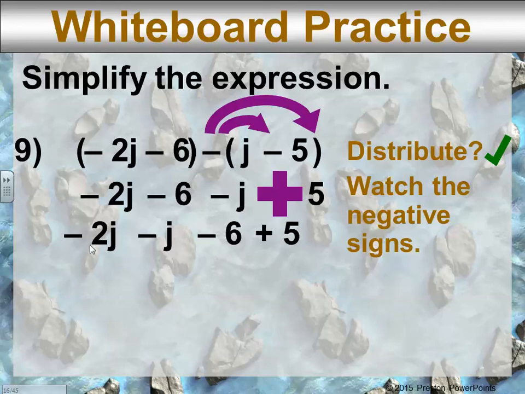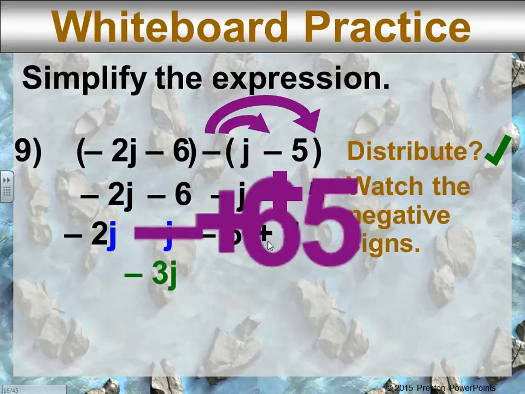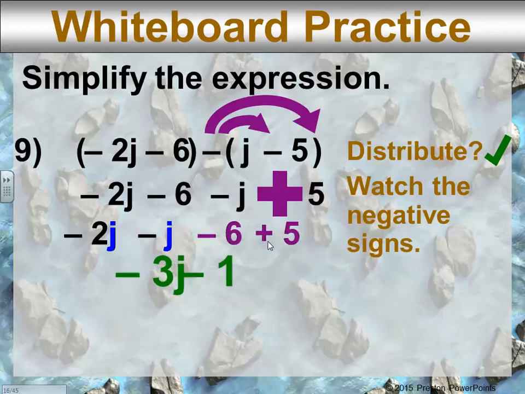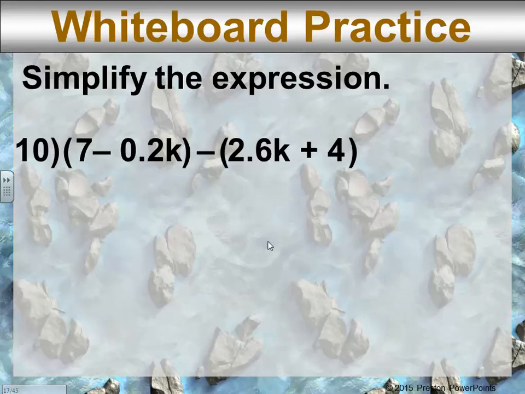So -2 minus 1 is a -3j. And then a -6 plus 5 is going to be a -1. So we're going to write a -1. Okay. And then you can do the same thing if decimals are there too.